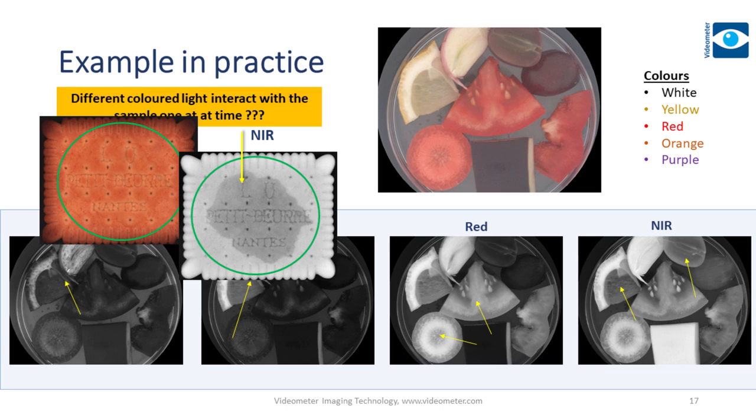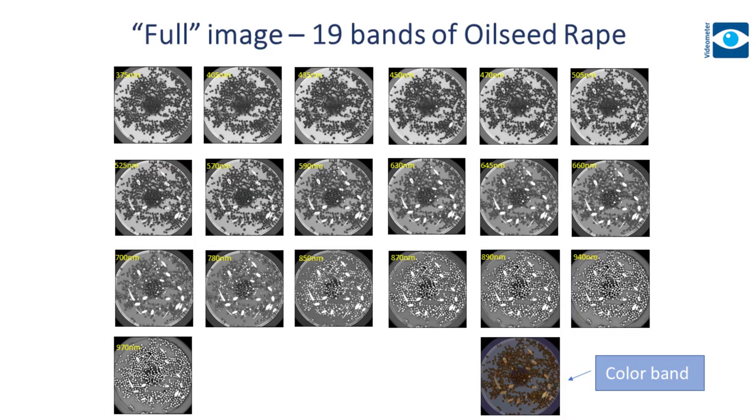But this is just one cool example, and you would be surprised how many things are actually possible to see with multispectral light, which cannot be seen by the eye. Here are seen all the 19 bands for one image of a sample of oilseed rape with admixture. From these images, it is clear how the wavelengths interact differently with distinct objects in the sample.